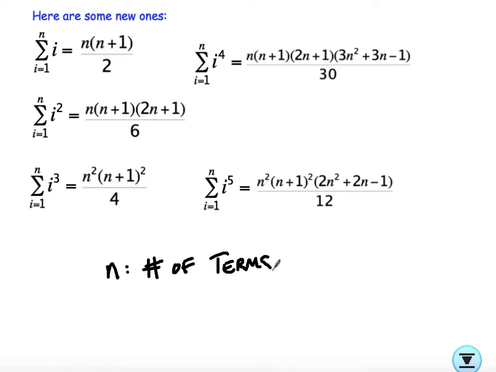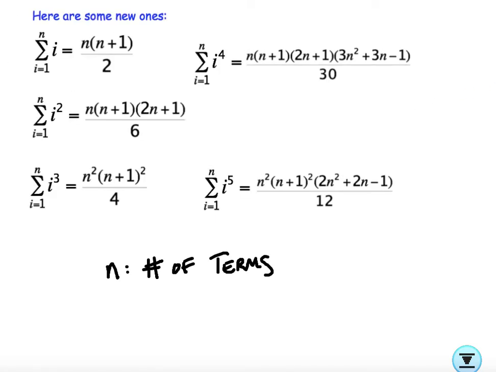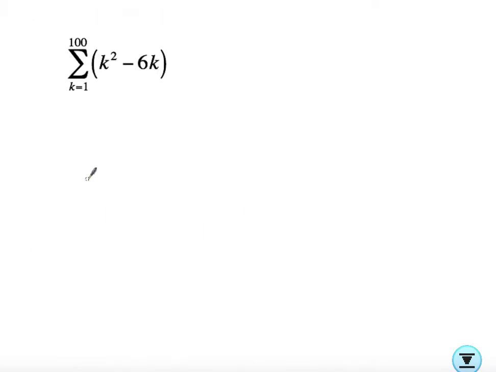So that's basically all you need to know. If you have a problem like this, you would just need to know how many terms you have, and then that would go in for n here, here, and here. So let's try this one.